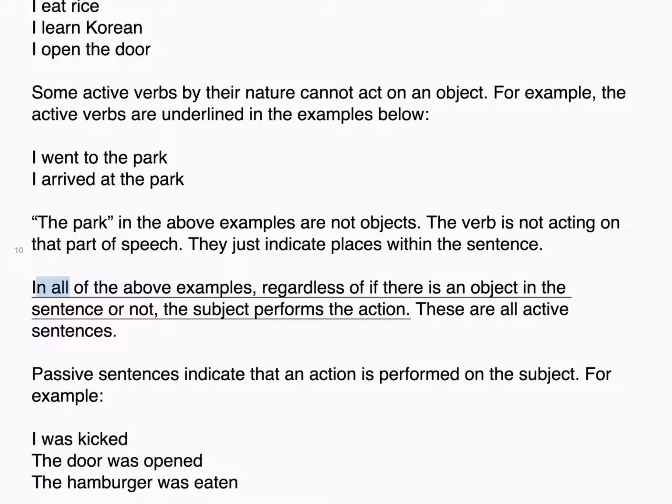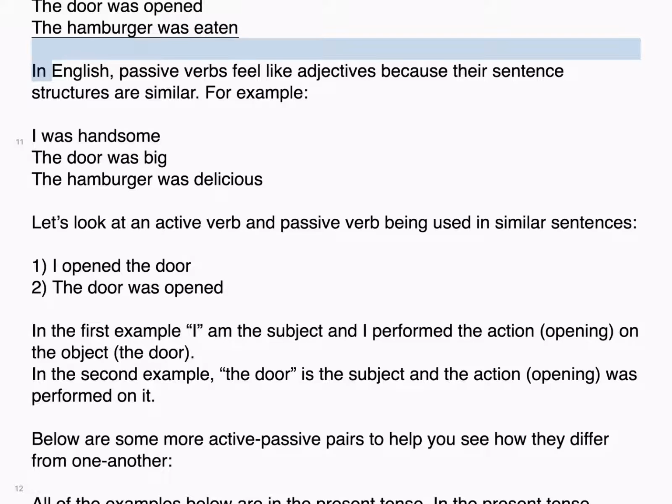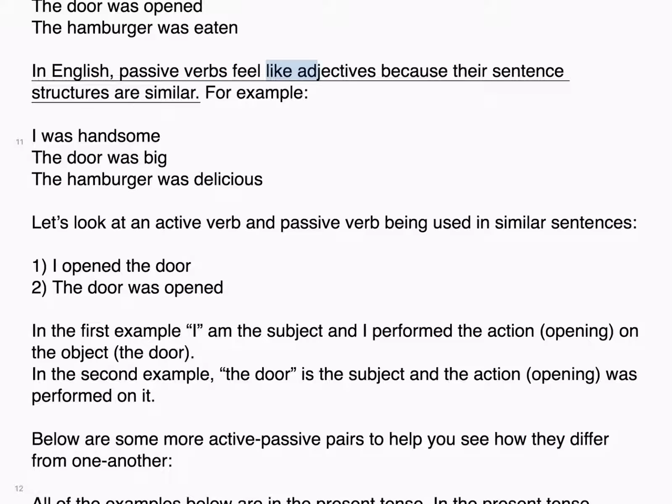In all of the above examples, regardless of whether there is an object in the sentence or not, the subject performs the action. These are all active sentences. Passive sentences indicate that an action is performed on the subject. For example, I was kicked, the door was opened, the hamburger was eaten. In English, passive verbs feel like adjectives because their sentence structures are similar. For example, I was handsome, the door was big, the hamburger was delicious.